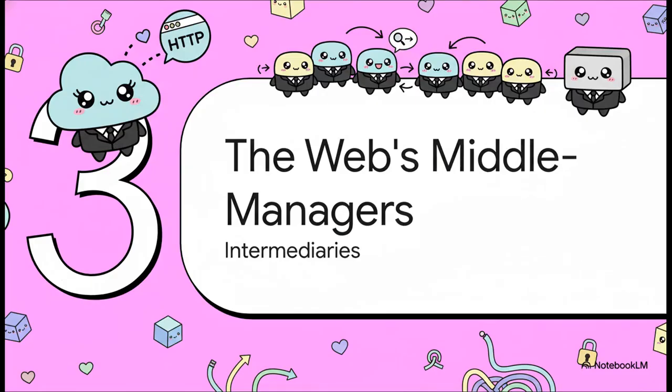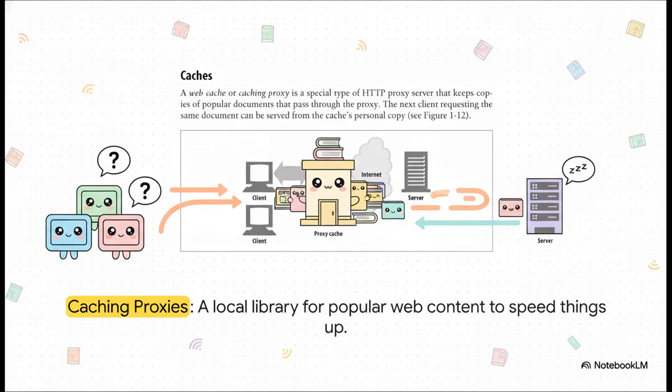Now, it's really important to realize this conversation isn't always a direct line between you and the web server. There are often these, let's call them middle managers or intermediaries in between that play some crucial roles. One of the most important is a caching proxy. Think of it like a local library. If 100 people ask for the same popular web page, the proxy keeps a copy nearby and just hands that out, instead of making the main server do the work 100 times. This is a massive reason the web feels as fast as it does.